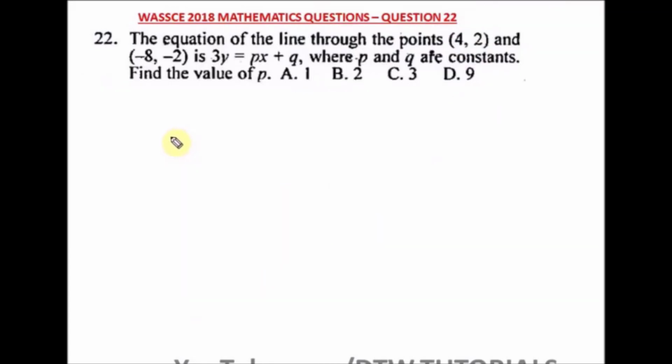Question 22 of the WAEC 2018 Mathematics Past Question. It says the equation of the line through the points this and this is 3y equal to px plus q, where p and q are constants. Find the value of p.